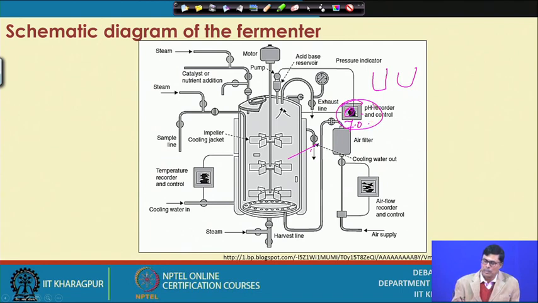If the pH increases, then the pump connected with the acid tank, suppose this is acid and this is alkali, will be on, and it will take the acid in to decrease the pH. Now if the pH is less, then the pump connected with the alkali tank will be on and bring the pH up. So this is how we can control the different operational parameters in the fermenter.